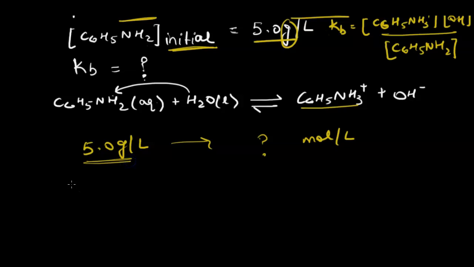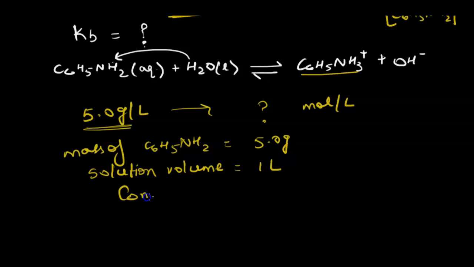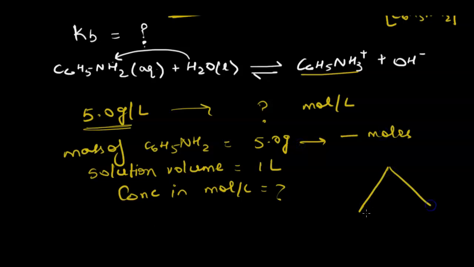Now 5 grams per liter means we are given the mass of aniline, C6H5NH2, equal to 5 grams, and we are given the solution volume in which this aniline is dissolved, which is definitely water, to be 1 liter. In order to find the concentration in moles per liter, we have to change these grams to moles. Always remember, in order to change grams to moles, we use this grams-moles triangle. This is grams, this is moles, and this is molar mass. So we have to divide the grams by the molar mass in order to get the number of moles.